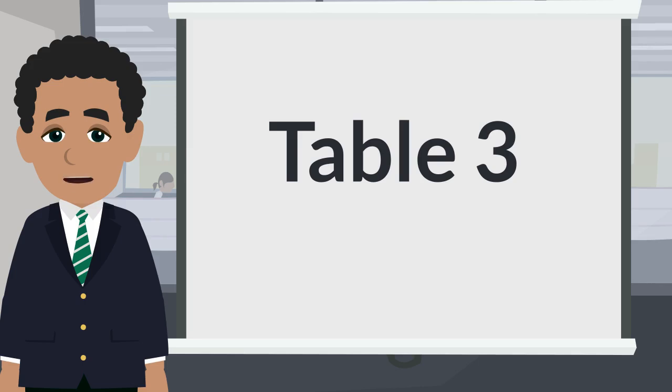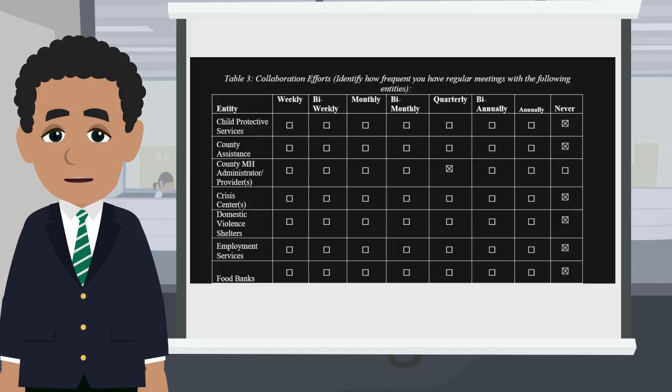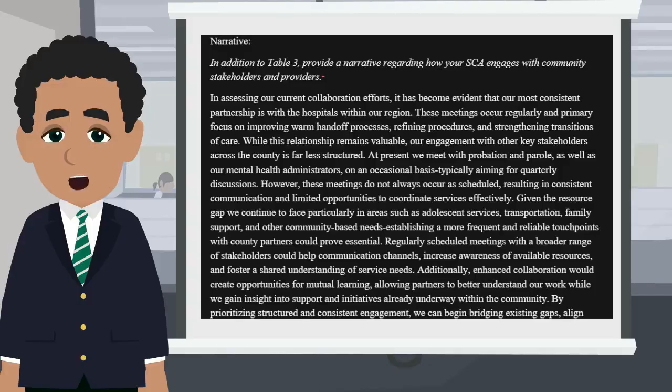Table 3 focuses on how frequently your SCA collaborates with community stakeholders. By prioritizing structured and consistent engagement, we can begin bridging existing gaps, align efforts more strategically, and work toward a more coordinated and responsive system of care for the individuals and families we serve. In the narrative section, describe how engagement occurs, who is involved, and how collaboration informs planning and service delivery.